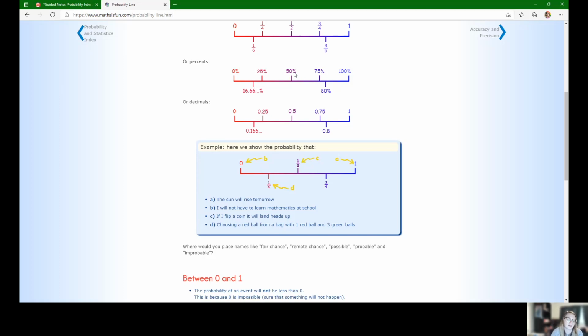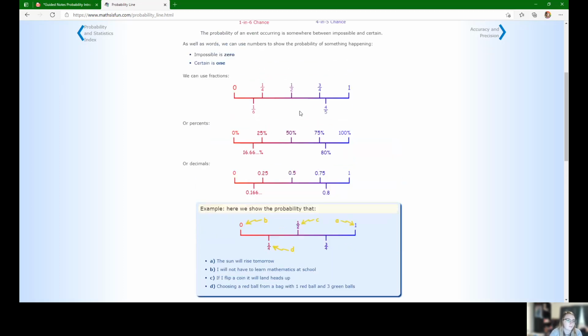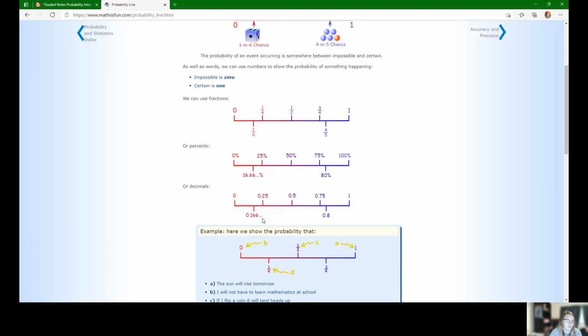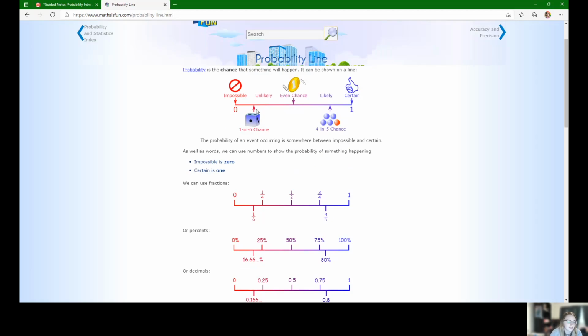They're both equally likely. But something like rolling a die and getting a 4 has a 1 in 6 chance, which we can represent as 1/6, or 16.6 repeating percent, or 0.16 repeating. So those are all equivalent values as a fraction, percent, and decimal. And we can see that rolling a specific number is more on the unlikely side of things.